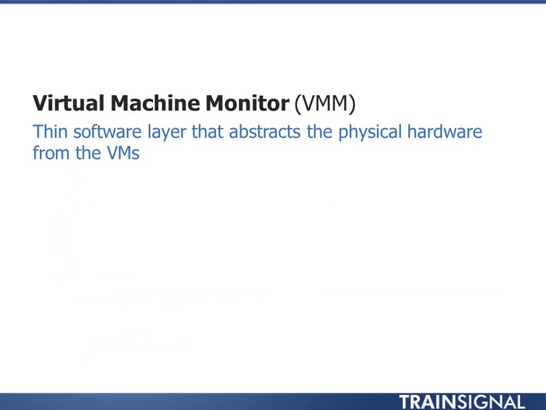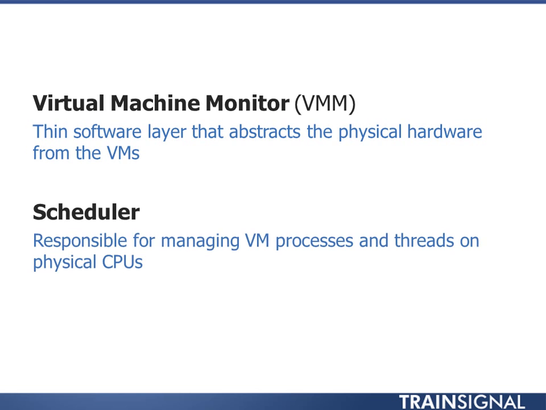Each time a VM starts, we have what's called a virtual machine monitor, the VMM. It's a thin software layer that abstracts the physical hardware from the VM. So it's kind of that shim, if you will, between what a guest OS sees and the actual hardware. And then you have the scheduler, which is responsible for managing VM processes and threads and getting them run on the CPUs and the cores.